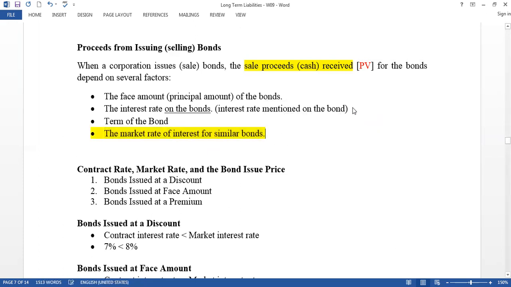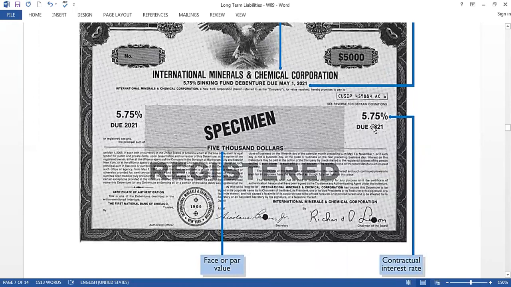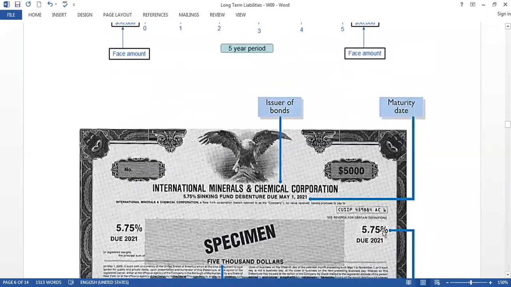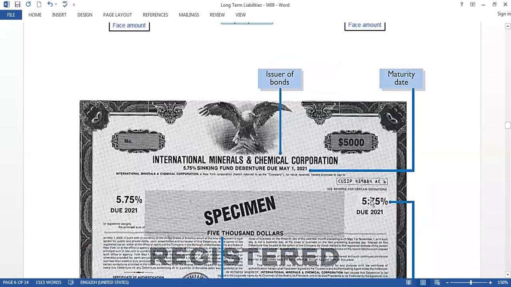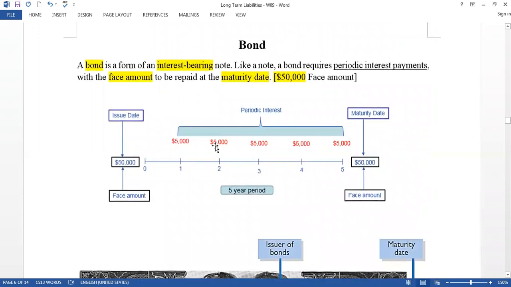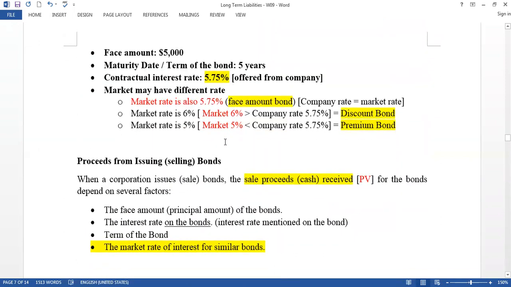Okay, so in the question paper, when you are going to solve a problem, you will find two interest rates. One interest rate is the contractual interest rate. The contractual interest rate is used to calculate the interest expense. Look at here, this is the interest expense, right? I repeat again, the contractual interest rate is used to calculate the interest expense. But what is the present value of this money today? It depends on the market interest rate.